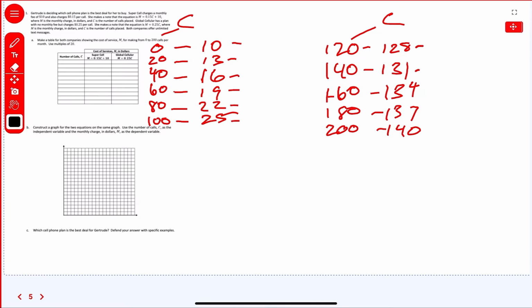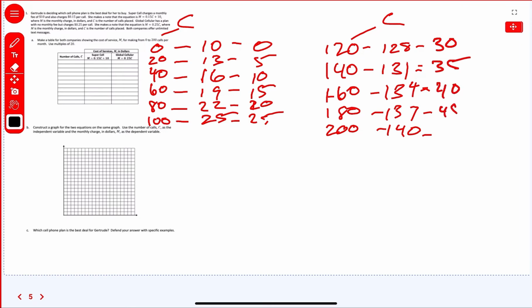So this is just saying a quarter for each call is how much it's going to cost you. So what is a quarter of 0 calls? Okay. What's a quarter of 20? 5. What's a quarter of 40? Does it just go up by 5s each time? Why? Something I said, yeah. Yep.